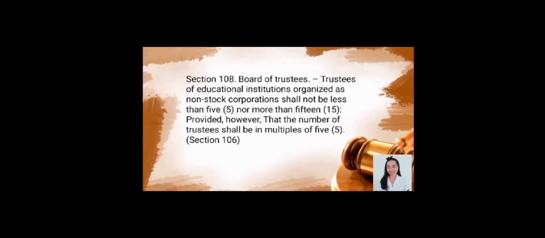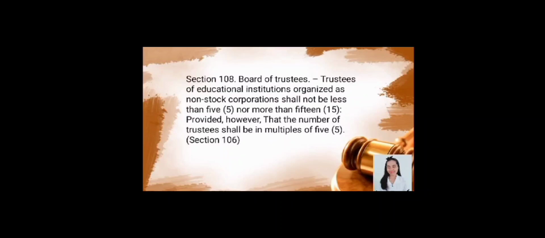Section 108. Board of Trustees. Trustees of educational institutions organized as non-stock corporations shall not be less than 5 nor more than 15, provided, however, that the number of trustees shall be in multiples of 5. The Board of Trustees in an educational corporation, called a non-stock corporation, consists of not less than 5 or not greater than 15. The number of trustees should be multiples of 5, like 5, 10, and 15. It will never be 8, 7, or any number which is not a multiple of 5.